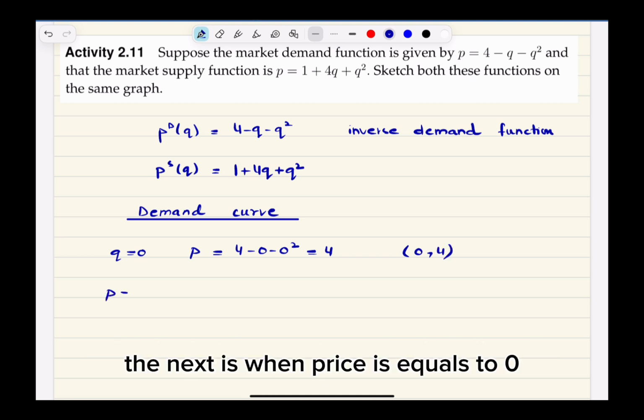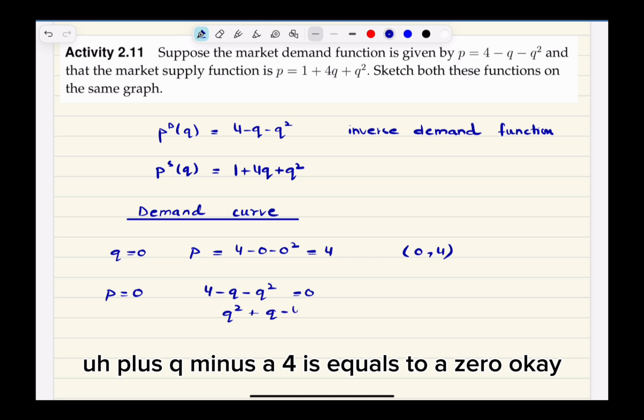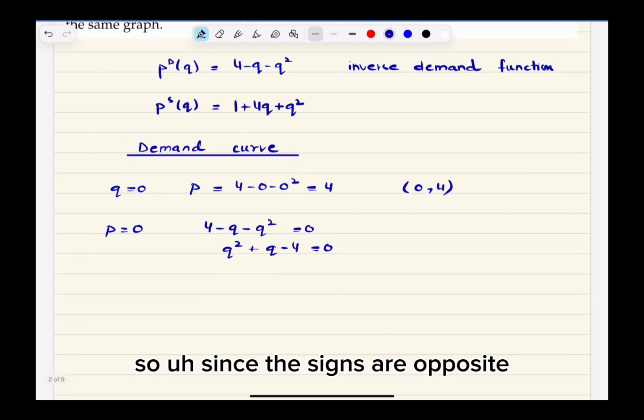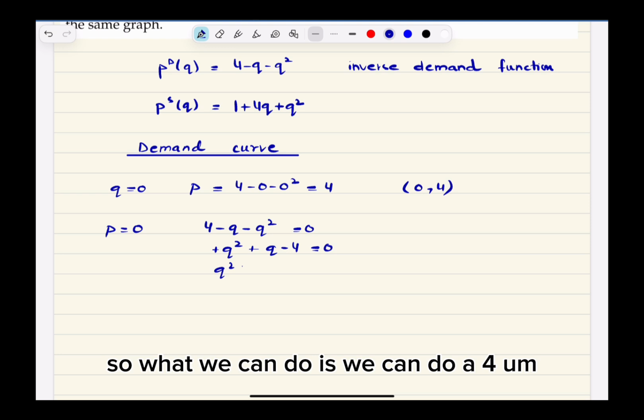The next is, when price is equal to 0, what is the level of q? So we have q squared plus q minus 4 equals 0. Okay, since the signs are opposite, this is a plus and that's a minus, so what we can do is we can do a 4.